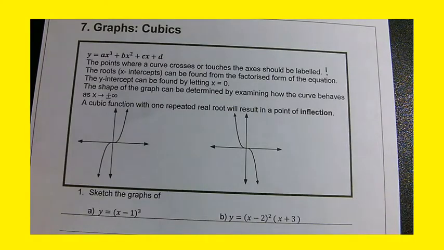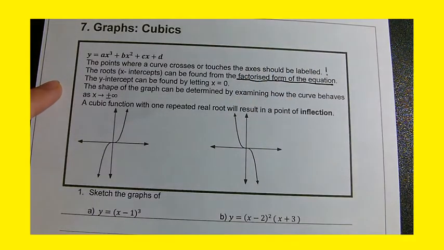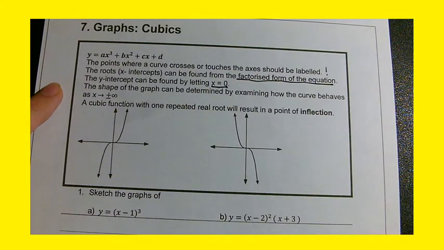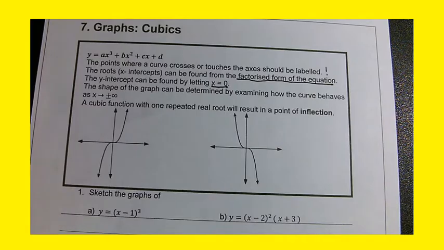The roots can be found from the factorised form of the equation. So learning how to factorise is very important even when it comes to cubics. The y-intercept can be found by letting x equal 0, or substituting x equals 0 into the equation, or in some cases by reading the cubic and finding what the number is at the end, this d, if it's shown there. The shape of the graph can be determined by examining how the curve behaves as x tends to plus or minus infinity.